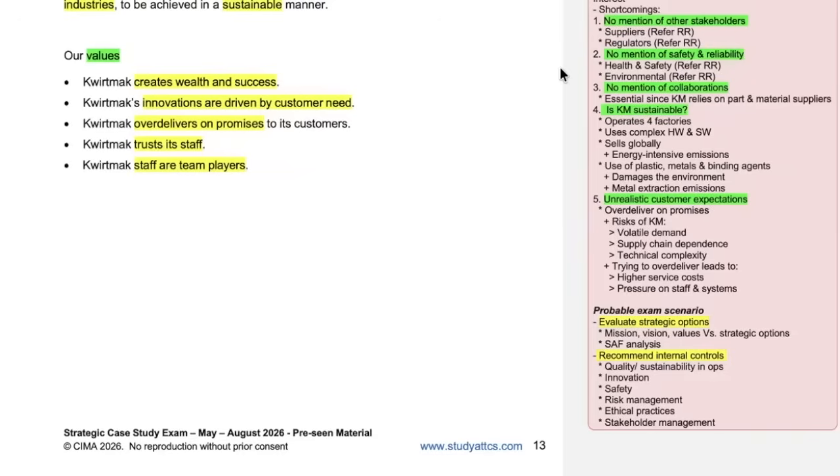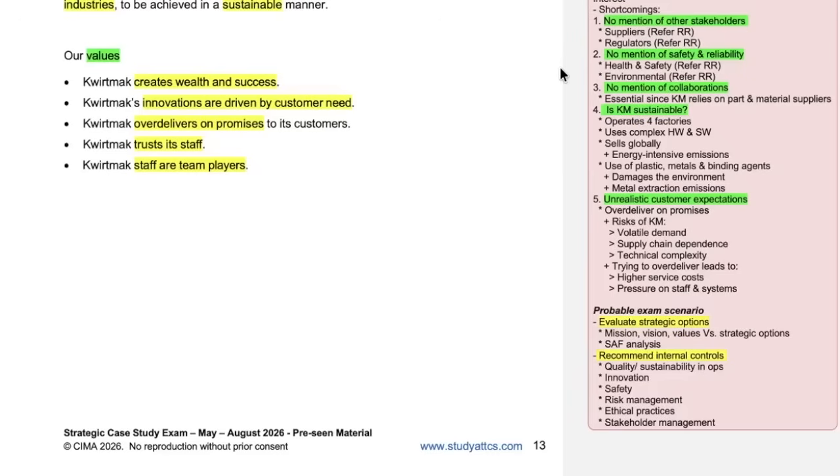So this exposes us to carbon emissions, manufacturing related carbon emissions, and we are utilizing complex hardware as well as software. And this again leads to energy related emissions, and we are selling globally, and this leads to transportation related emissions. So we are exposed to energy intensive emissions as per our manufacturing and sales operations.